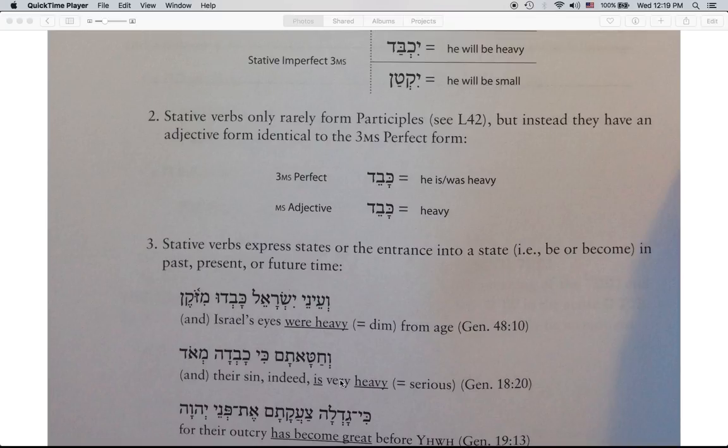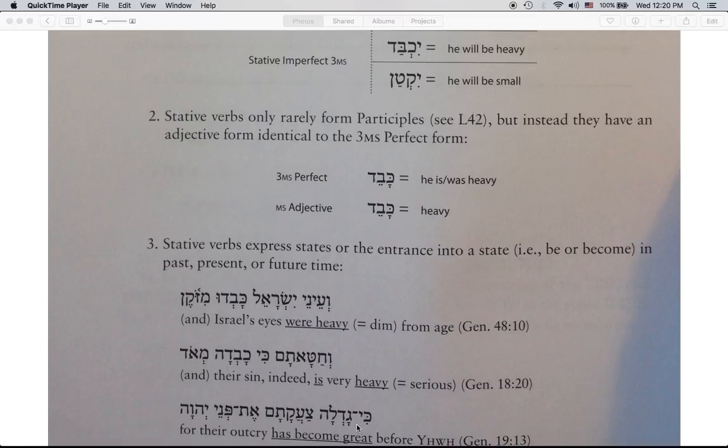Another example from Genesis 18. V'chatatam ki kovda me'od. And their sin indeed is very heavy. So here's another example of a stative verb telling us about the state of their being. It tells about the state of their being, or of their sin in this example.